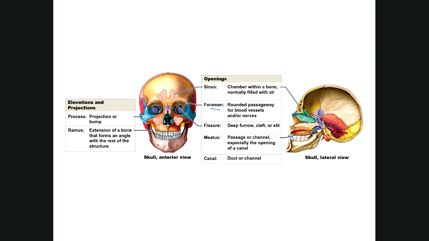A fissure is a deep furrow, if you will. Meatus and canals are sometimes used similarly. It just means a passageway. In the temporal bone, you can say there is an external auditory canal, sometimes known as the external auditory meatus, or acoustic meatus.